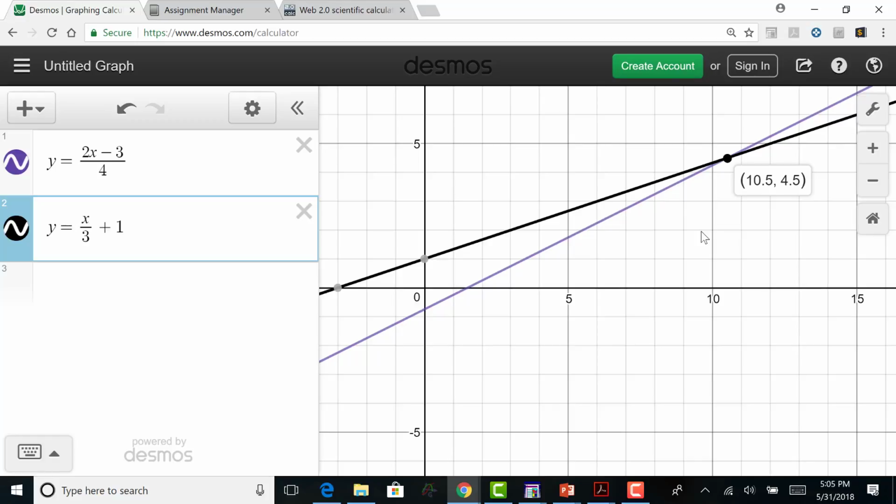So, what value am I looking for, the x or the y? Remember, you were solving for what letter of the alphabet? What variable were you solving for in the original equation? Did you see a y anywhere? No. So you were solving for x. So what is the x value? That's the solution. 10.5.